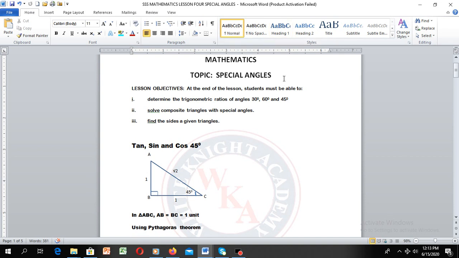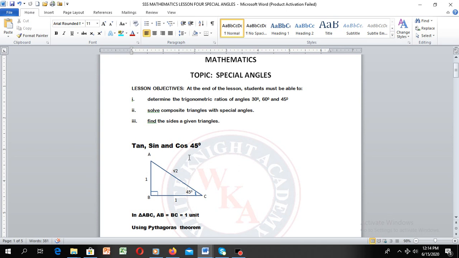The topic of today's class is titled Special Angles, and at the end of today's lesson you will be able to determine the trigonometric ratios of angle 30 degrees, angle 60 degrees, and angle 45 degrees. You will also be able to solve composite triangles with special angles, and find the sides of given triangles using special angles.